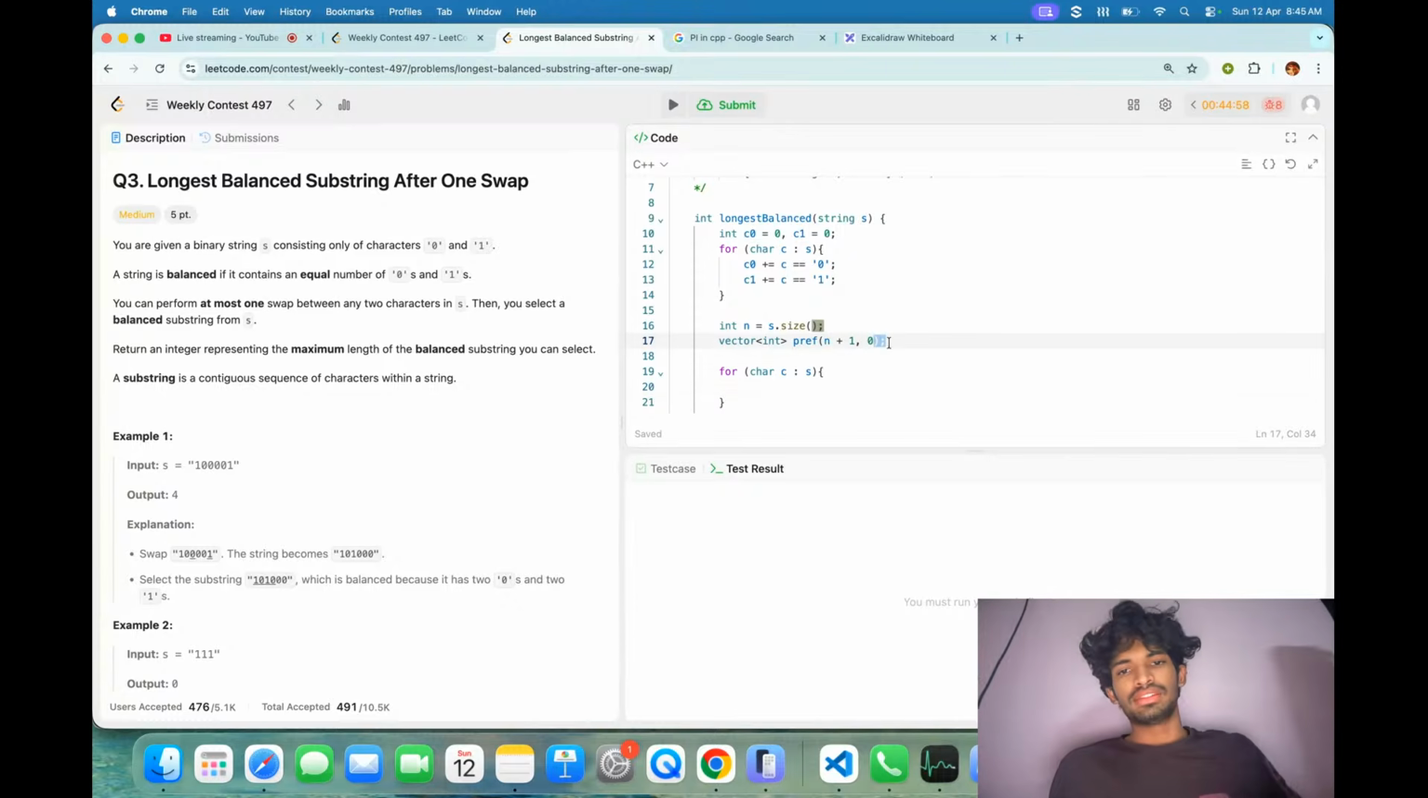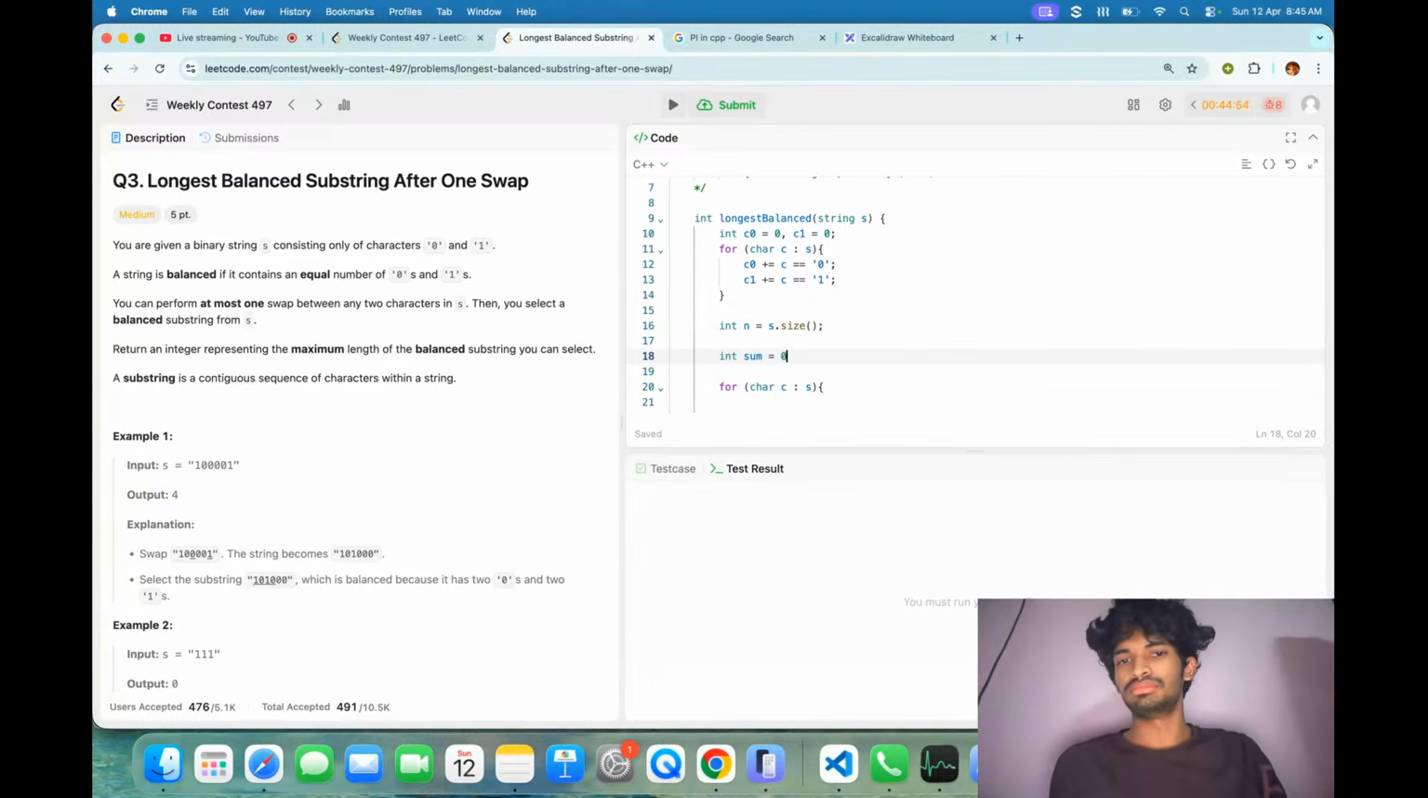I need not even maintain this. I can just have some, and then I have a map.